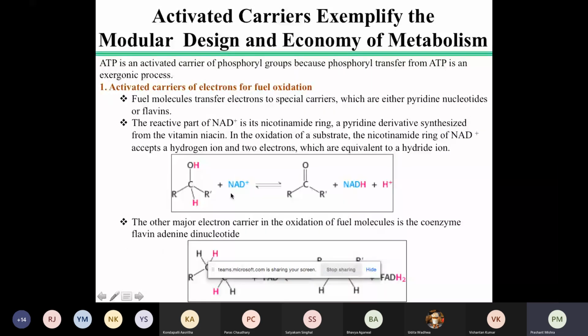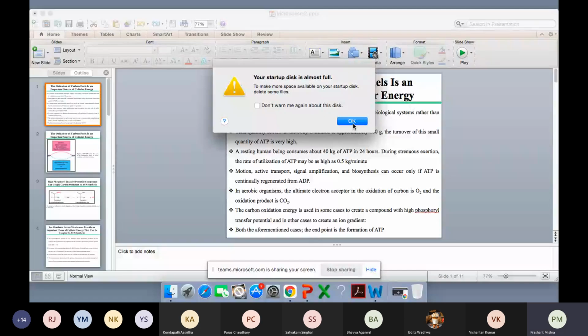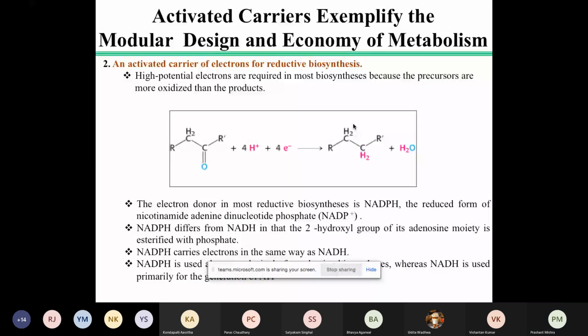So here I have written NAD plus. In the next case, I have written NADP plus. The difference is one phosphoryl group which is present in NADP. Tell me, what does it indicate? If I have more NADP, what idea does it give you? Or if I have more NAD plus, what idea does it give you about the energy status of the cell? Do you get any idea out of it?